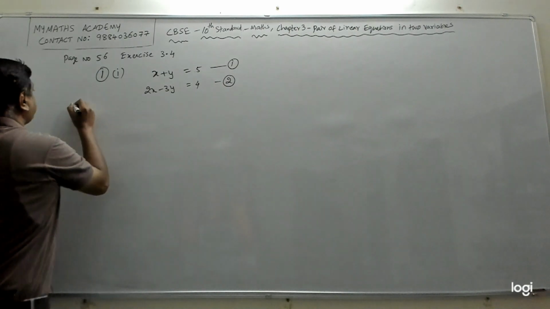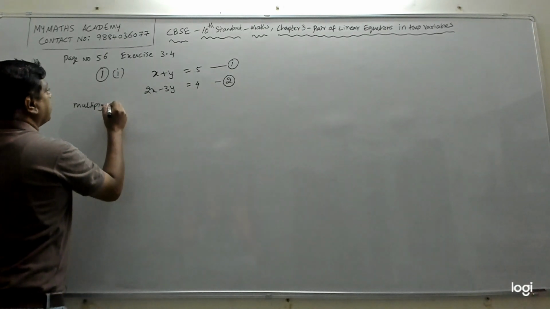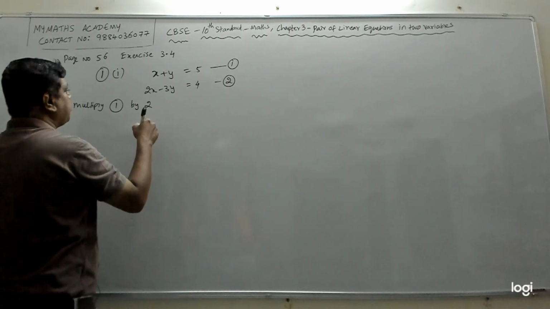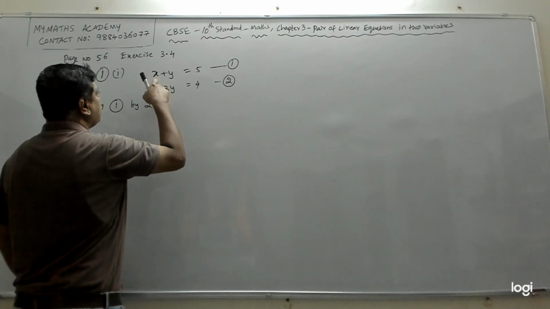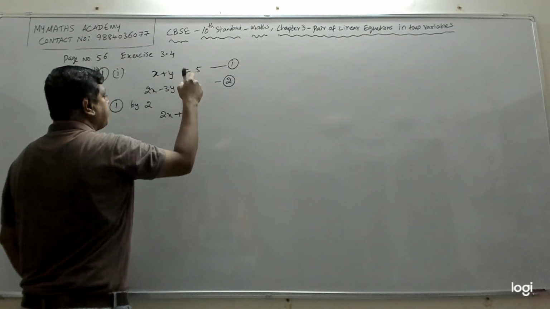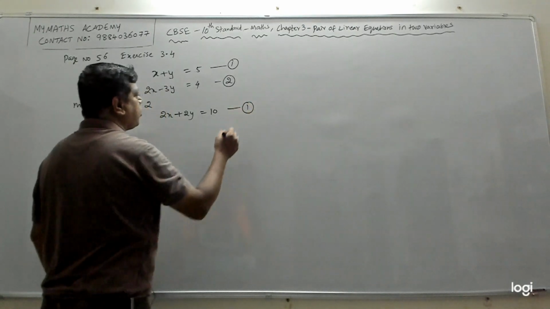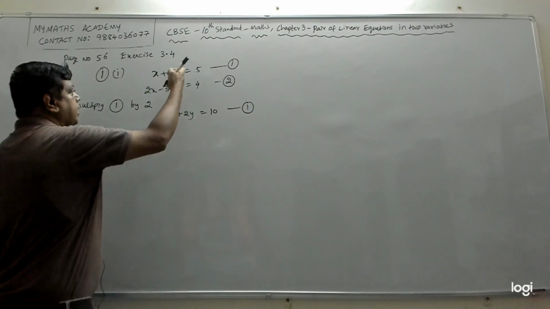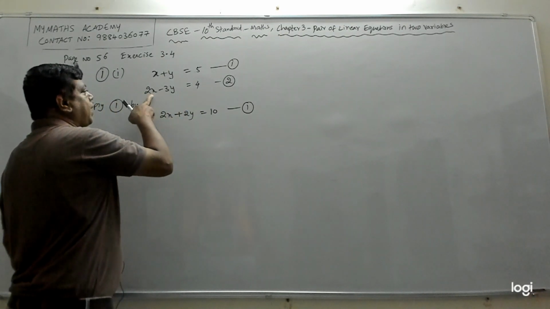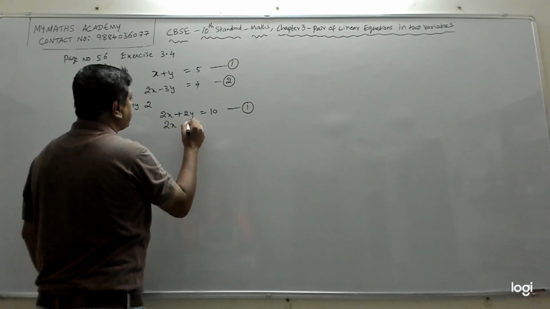So we multiply equation 1 by 2. Then what do we get? 2 into x is 2x, 2 into y is 2y, and 2 into 5 is 10. You have to multiply each term by 2. I am still calling this equation 1. Why did we multiply by 2? Only then will I get 2x, which matches the x coefficient of the second equation. For the second equation, we don't have to do anything. We will write it as it is.